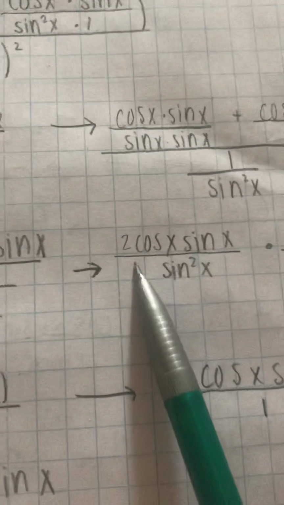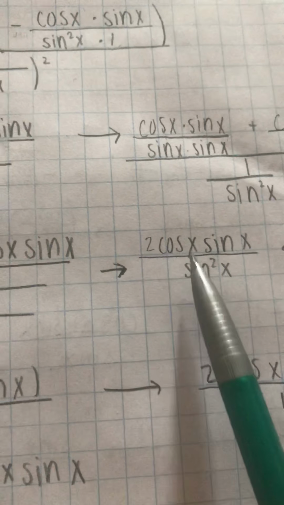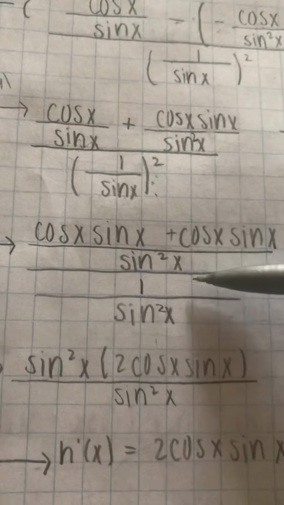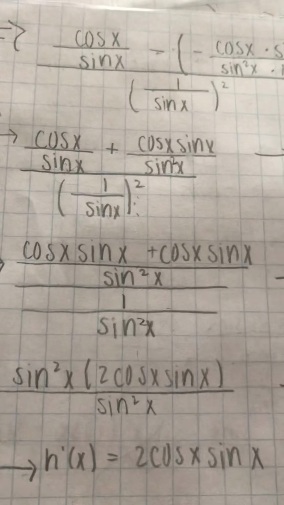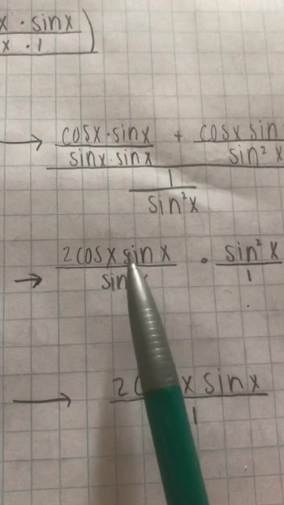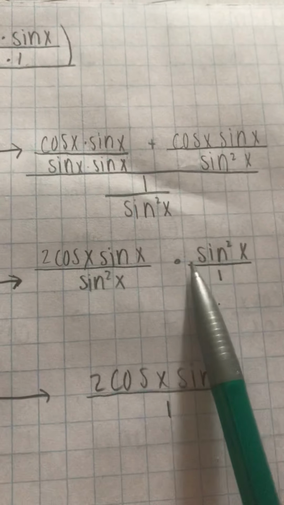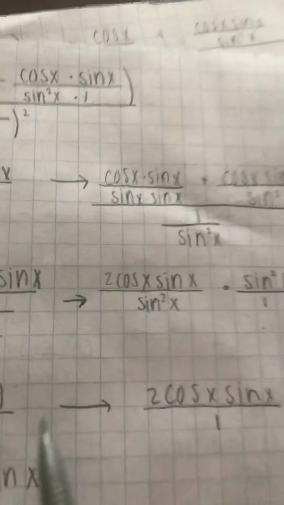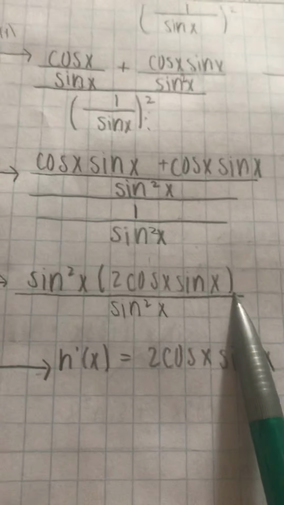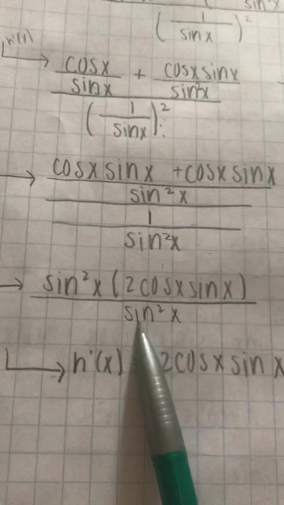So it's going to end up being 2 cosine x sine x, because you have 2 right here. You can combine the terms. Then since this is 1 over sine x, I'm going to multiply by the reciprocal so I can get rid of it, because we have it right here. We can just get rid of it. So I have sine x squared times sine x squared over 1. So I'm going to multiply this by the top, and I'm going to end up dividing out, as you see here. So now I have sine x squared times 2 cosine x sine x over sine x squared.